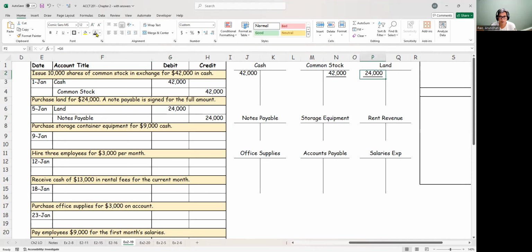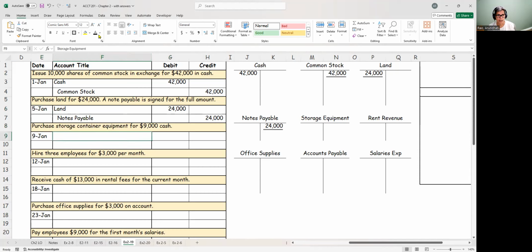So land on the debit side, I'll put 24,000. Notes payable on the credit side, I'll put 24,000. Next, on the 9th, I purchased storage container equipment for $9,000 cash. So on the 5th, I made a purchase. On the 9th, I made a purchase. The difference of the two purchases, other than that, I got 2 different assets, is on the 5th, I did not pay any cash. On the 9th, I'm paying cash.